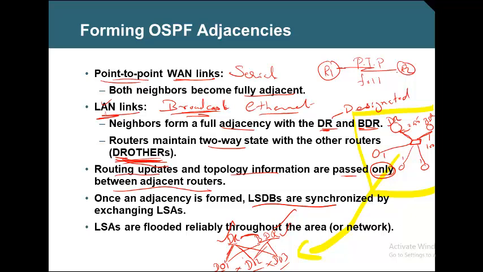So what did you learn from this page? From this page you see in a point-to-point network, there are only two routers. Because it is a serial wire, there cannot be a third router. So they got full adjacency, no secrets. Whatever R1 knows, R2 also knows. Whatever R2 knows, R1 also knows. They have full adjacency.